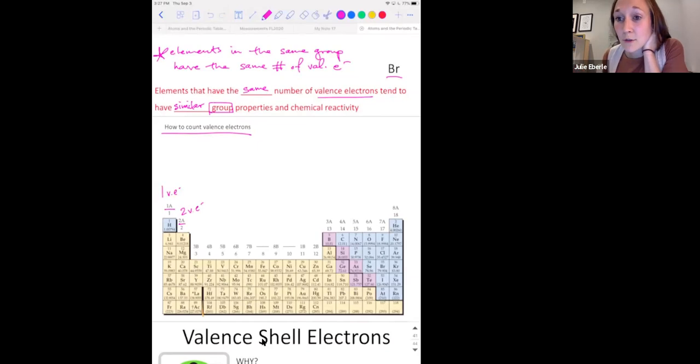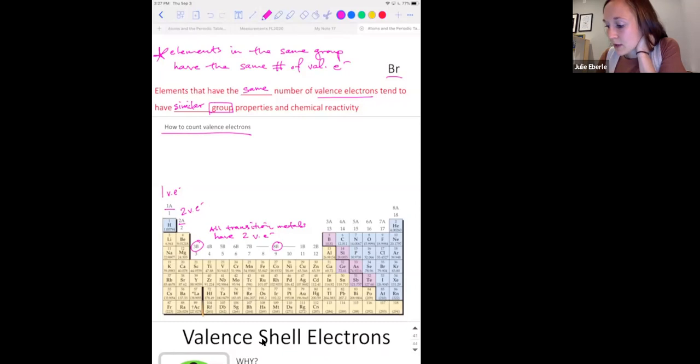Now transition metals are different. We skip those, they're not a main group. You can know this, all transition metals have 2 valence electrons. All of them, no matter if they're in group 3B or group 8B, okay? All the transition metals have 2 valence. So we skip them when we're counting main groups.